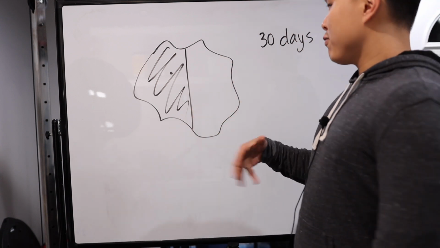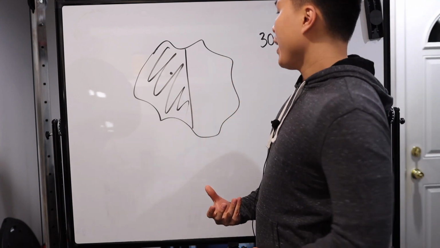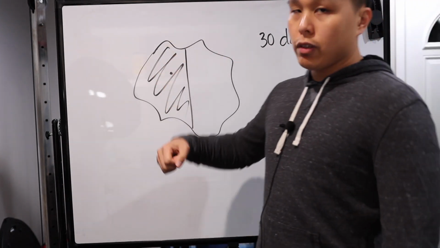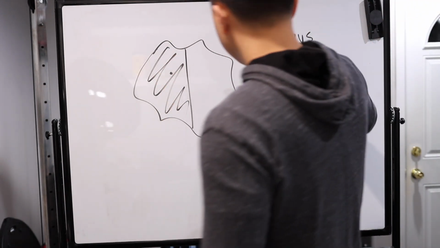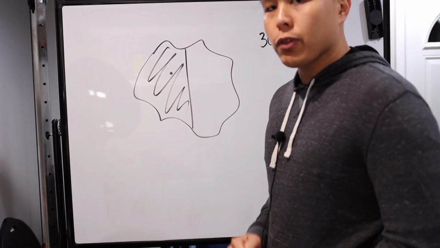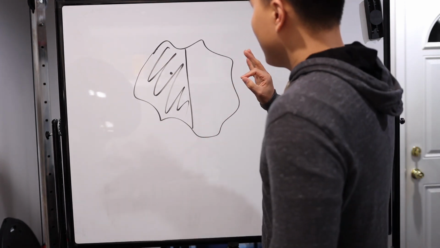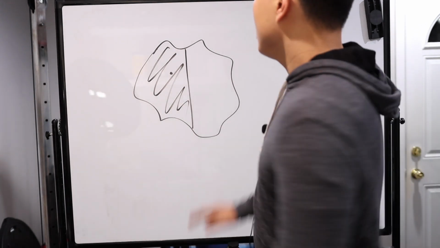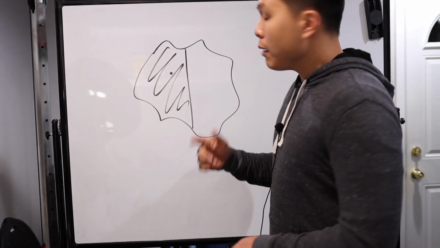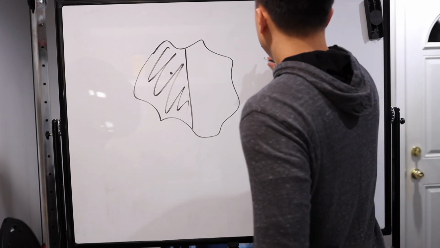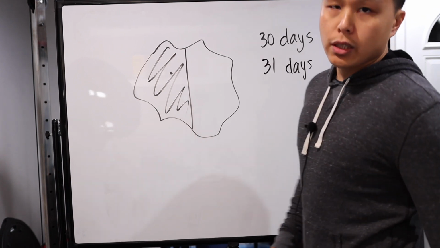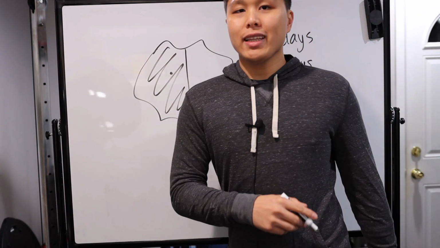Let's look at it from a different perspective. On the 30th day, the bacteria covers half the lake. Okay, we got that. The bacteria doubles after every day. So the next day, this entire bacteria population doubles. So if it's already half the lake, that means 31 days. That's all it takes for that bacteria to cover the entire lake.